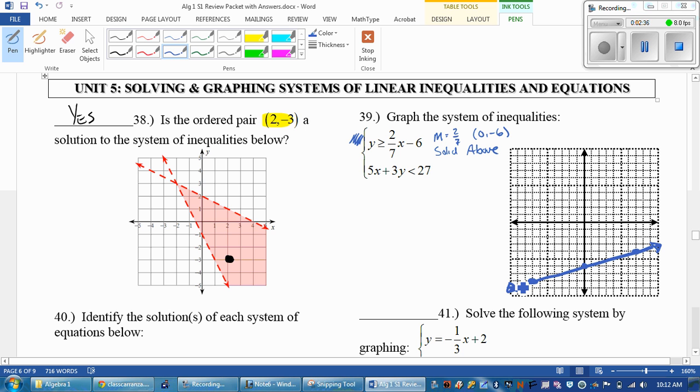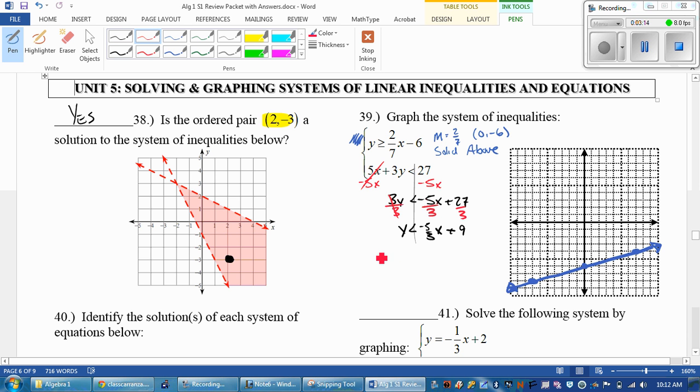Now, what's the issue with the next one? The y is not by itself. So we're going to subtract the 5x from both sides, and we get 3y is less than -5x plus 27. And to get the y by itself, we're going to divide everything by 3. And so we get that y is less than -5/3 x plus 9.